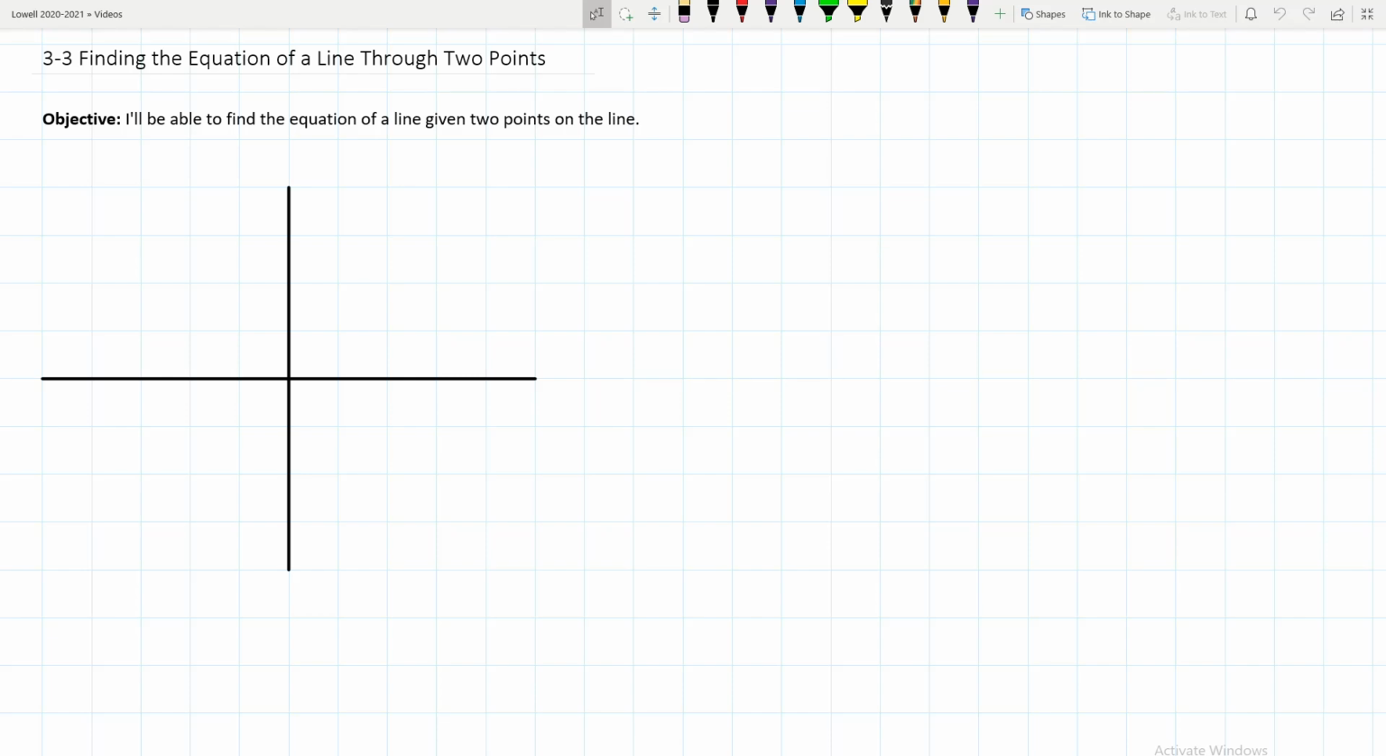So let's suppose I want to find the line through these 2 points. This point will be (-2, 3), and this point over here will be (4, -1).